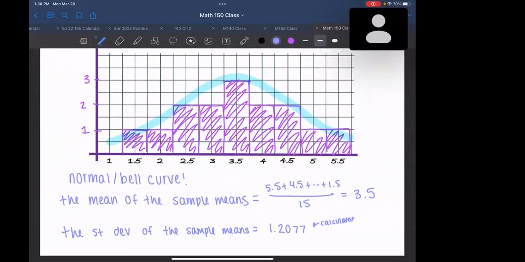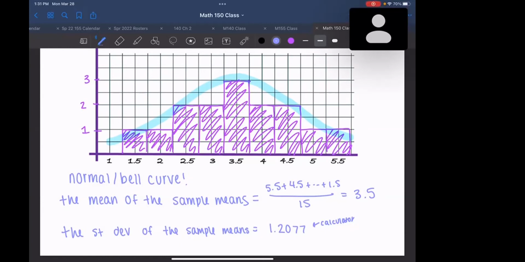Okay. So comparing our mean of the sample means to the population mean, we got the same number. Comparing the standard deviation of the sample means to our population standard deviation, we got a different number. And then the shape of our graph turned from something that had the same probability for every single value to something that looked like the normal distribution.